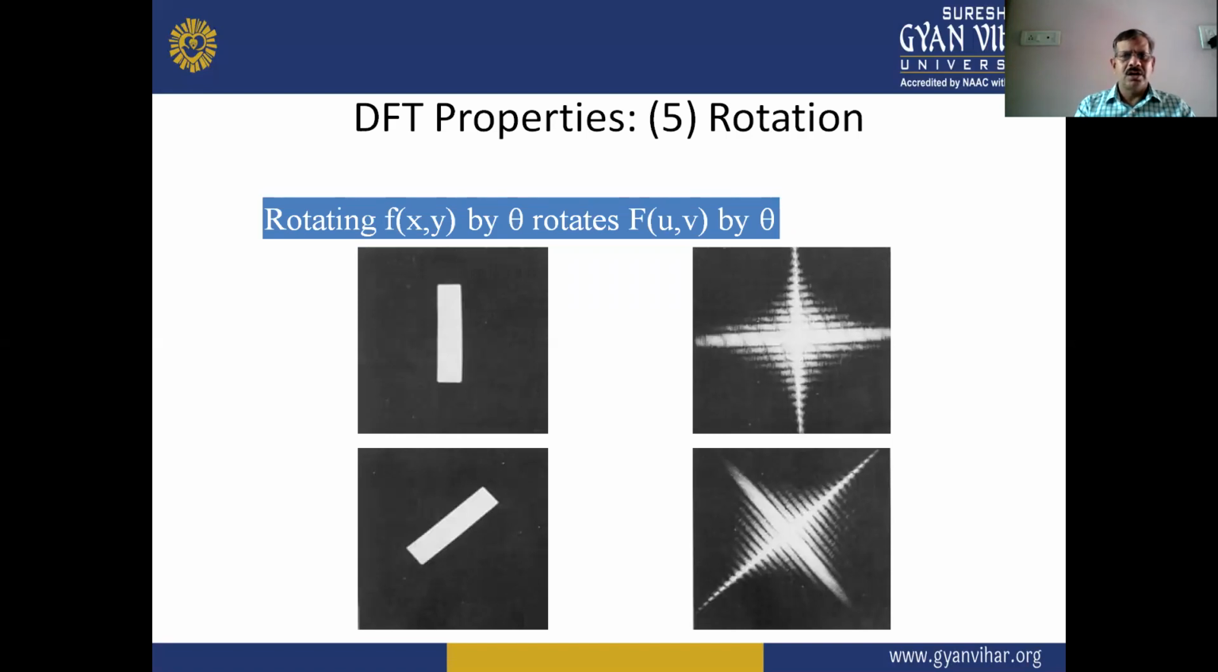The next property of the DFT is rotation. Rotating f(x,y) by theta rotates F(u,v) by theta. These graphs show the rotation property of the DFT. In these graphs, the function is rotated by the angle theta.